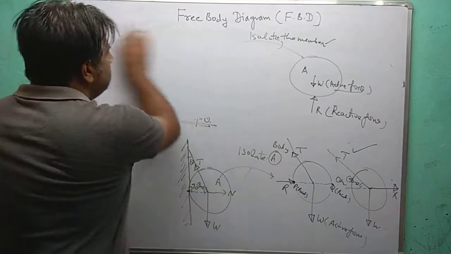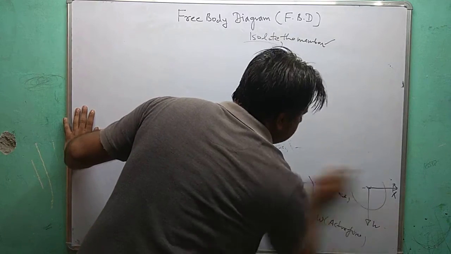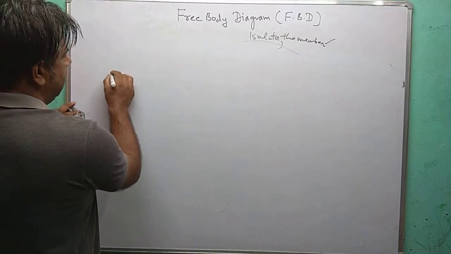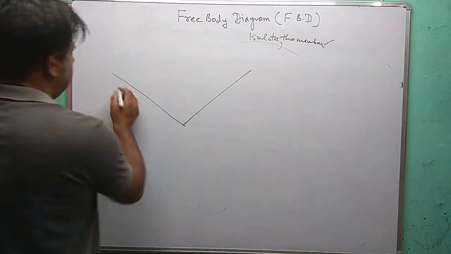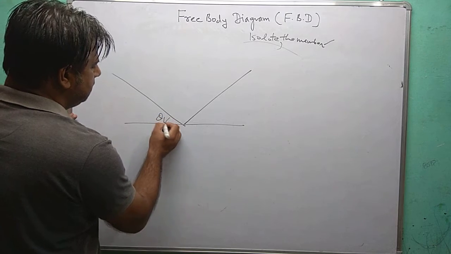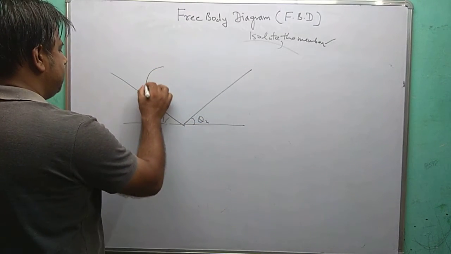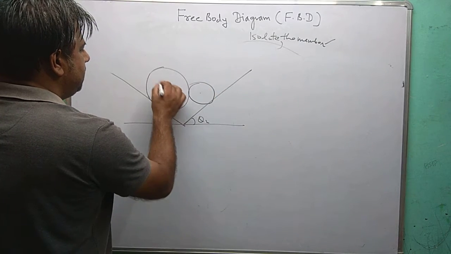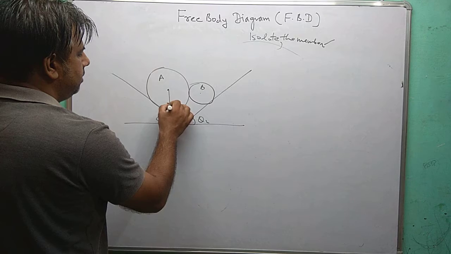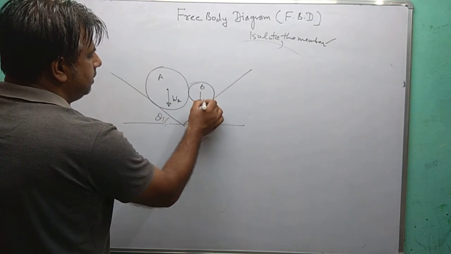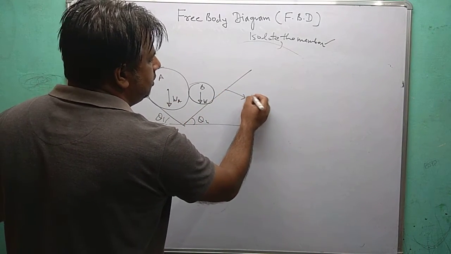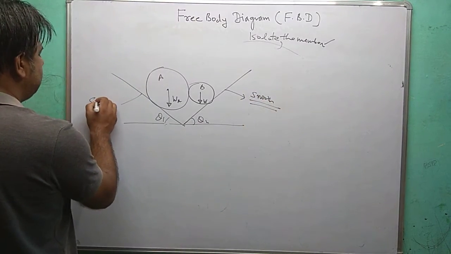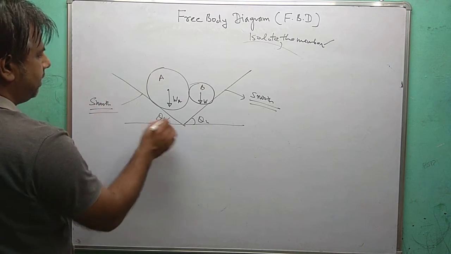Third example, you may take the third example. Suppose this is at angle theta 1, this is my angle theta 2, and here we have two cylinders like this, cylinder 1 and cylinder 2. The weights of cylinders A and B are WA and WB, and the support is smooth. We have smooth support. Here also it is smooth and here also this is a smooth support, inclined plane.